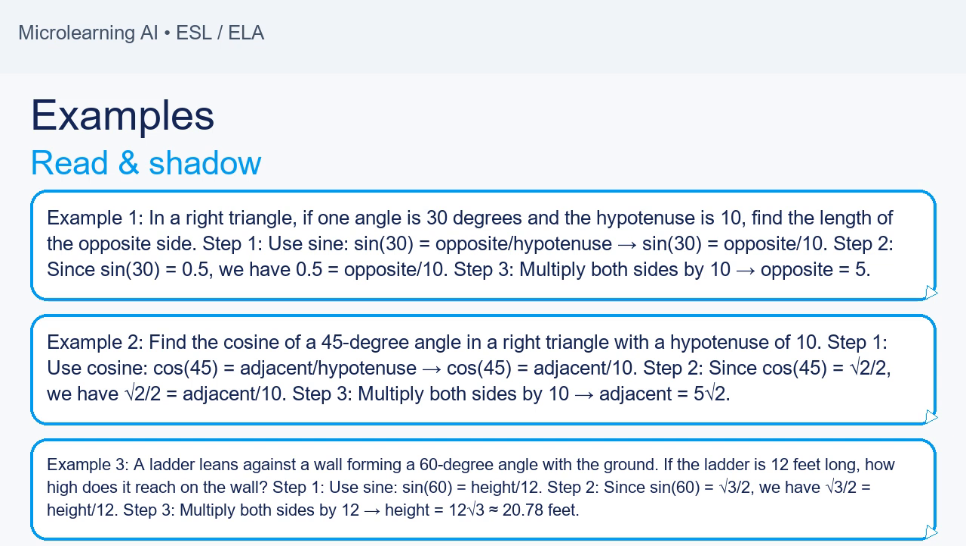Step 2. Since sine 30 equals 0.5, we have 0.5 equals opposite over 10. Step 3. Multiply both sides by 10. Opposite equals 5.